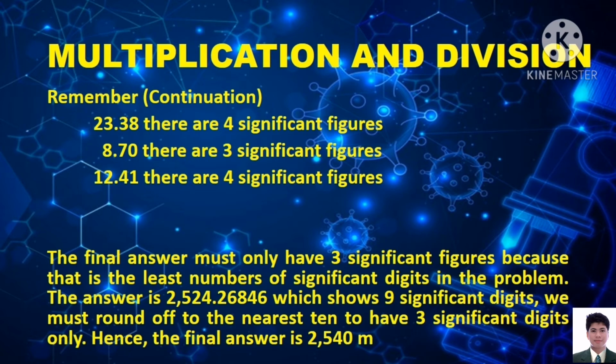2,524.26846, which shows 9 significant digits. We must round up to the nearest 10 to have 3 significant digits only. Hence, the final answer is 2,540 meters.